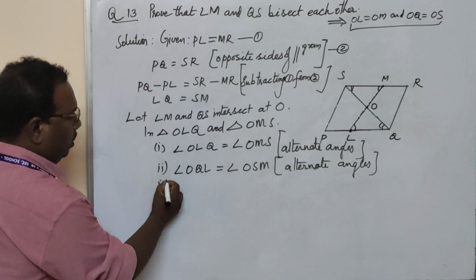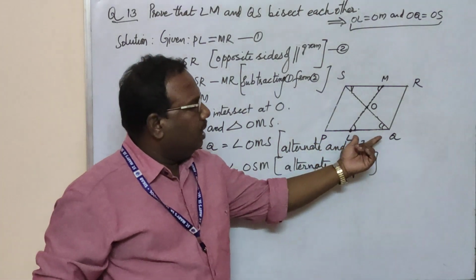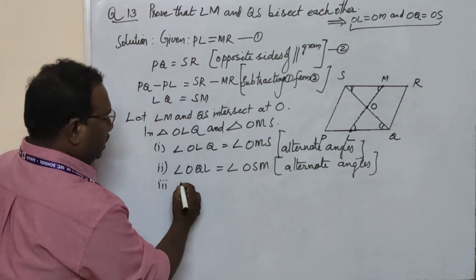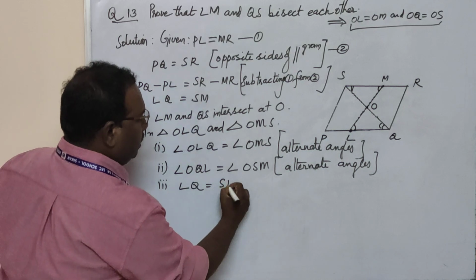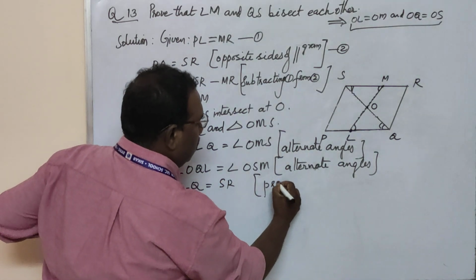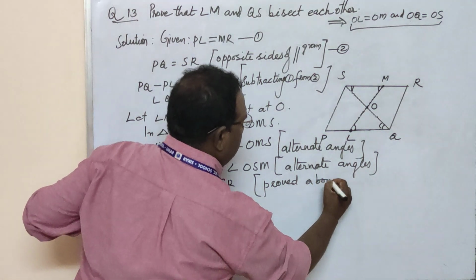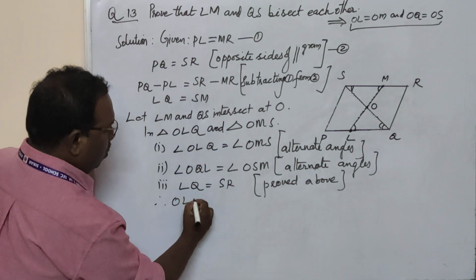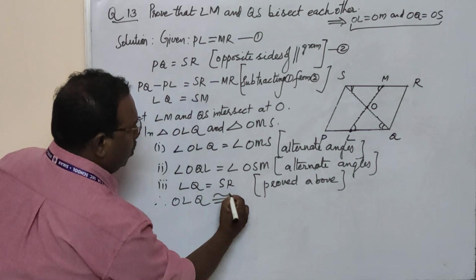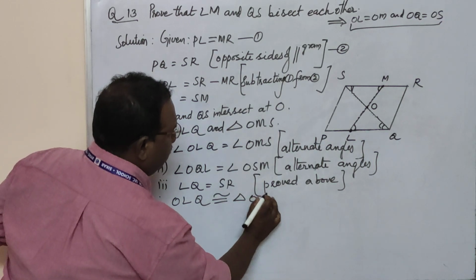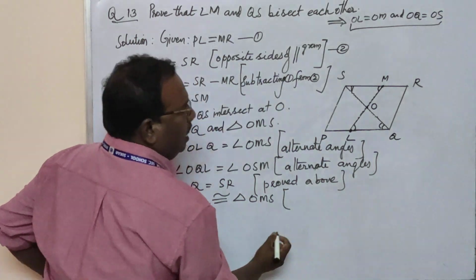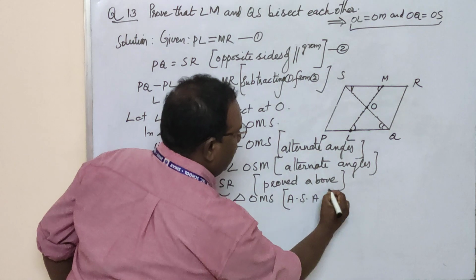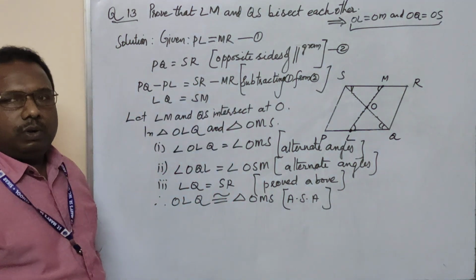Now what is the third point you are going to write? You know this side, LQ is equal to SM. We already proved LQ equal to SM. That's right. LQ is equal to SM, shown above. Therefore, triangle OLQ is congruent to triangle OMS by the angle side angle criterion of congruency.